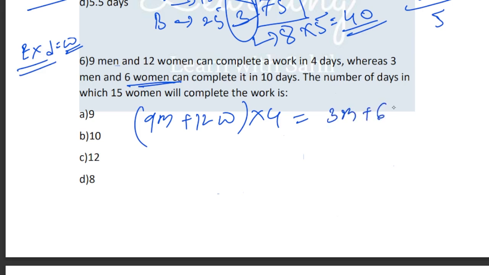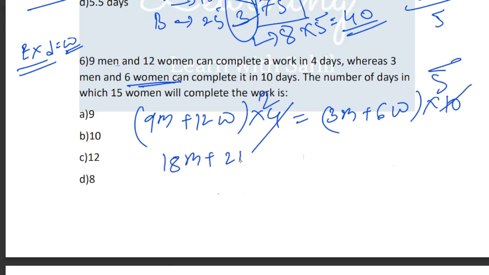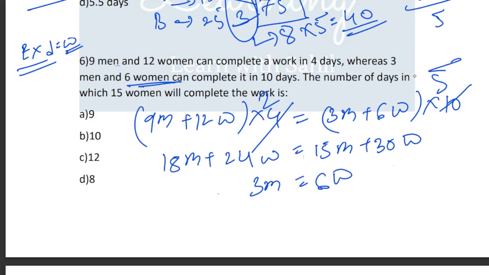So (3m plus 6 women) multiplied by 10 equals (9m plus 12w) multiplied by 4, so 2 times, 5 times. So 18m plus 24w is equal to 15m plus 30w. From here I can get that 18 minus 15, 3m, is equal to 6w. So here we have 3m. I'm not changing anything, so I can directly substitute 3m. I don't need to change anything. This is how you should solve the question.